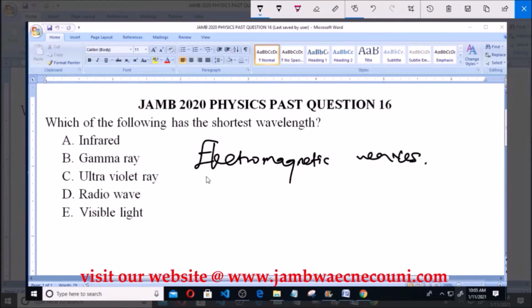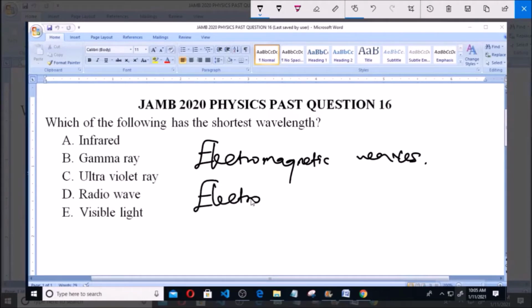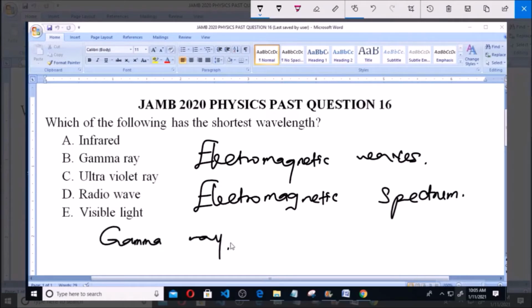That is, these waves do not require a material medium for their propagation, and these waves have been brought out using what we call the electromagnetic spectrum. Now, based on the electromagnetic spectrum, the wave here that has the shortest wavelength is the gamma rays. The gamma rays have a very high penetrating power, and the wavelength of gamma ray is 10 raised to the power of -8 centimeter.